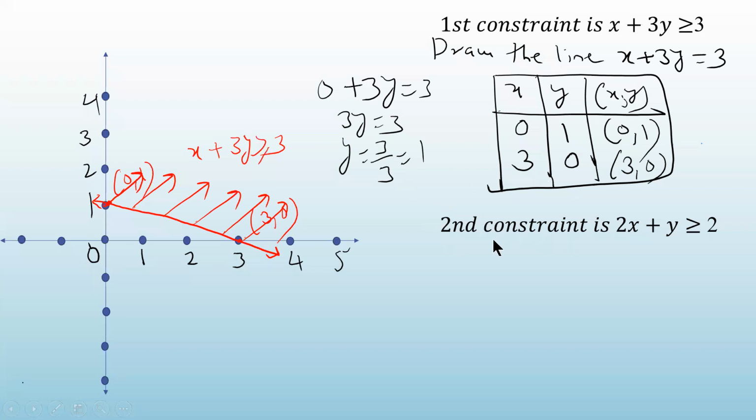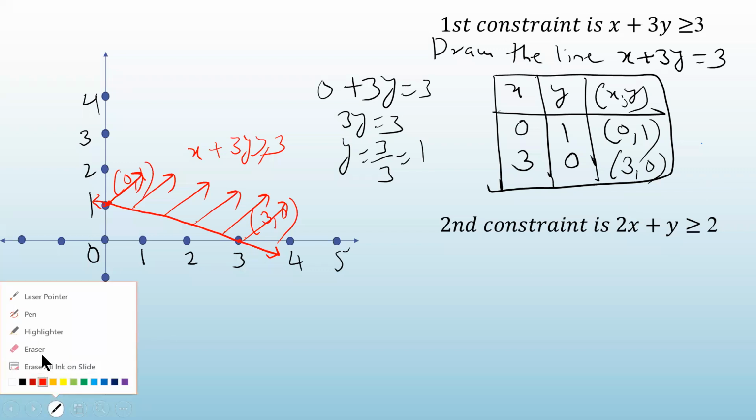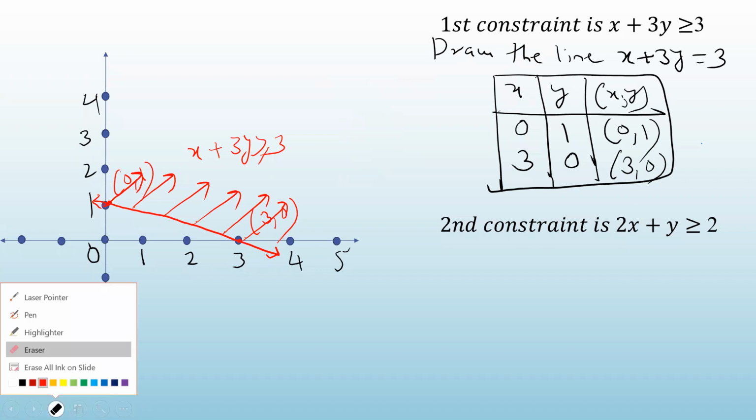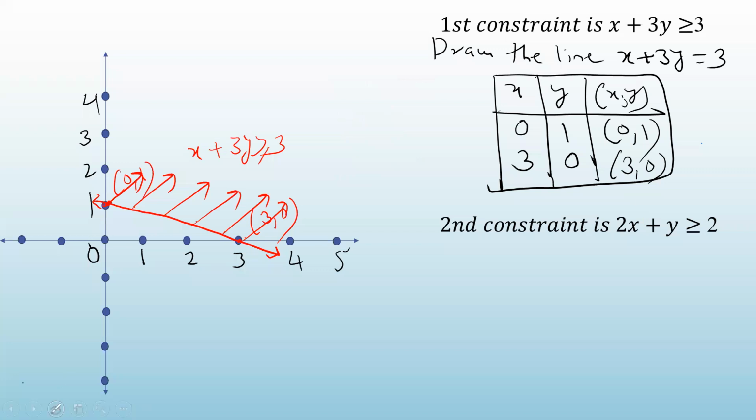Now let us draw this region. To draw this region, we will have to draw the line first. So let us draw the line first. Which line? 2x plus y equal to 2. Instead of this symbol, we will replace this symbol by equal.